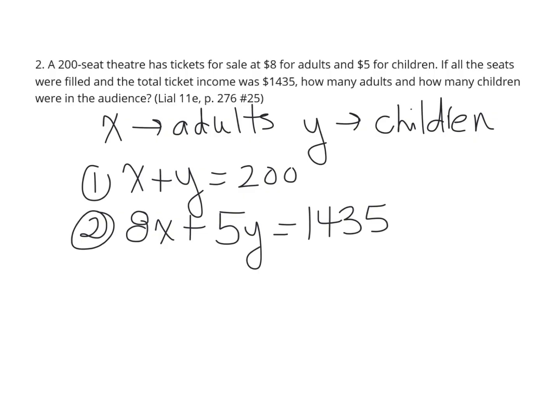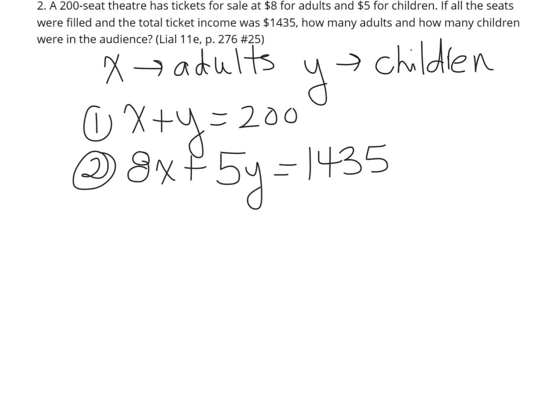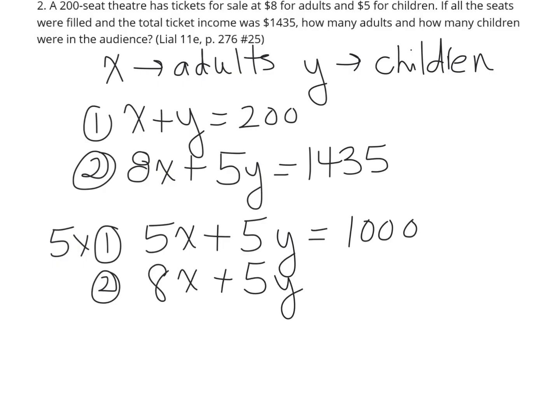So in the first case, I have to eliminate either the x variable or the y. So why don't I eliminate the y variable in this case? In order to do that, I'm going to have to multiply equation 1 by 5. So 5 times equation 1 will be 5x plus 5y equals 1,000. Then I'll just copy equation 2 as it is because I already have a 5y.